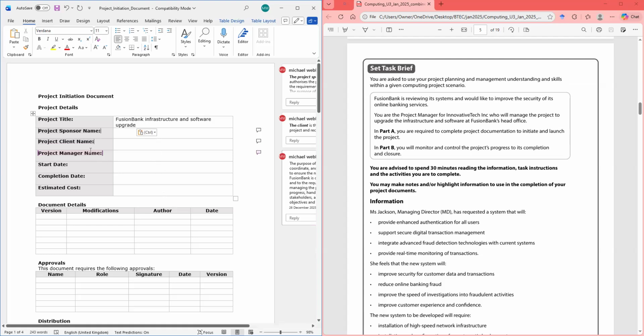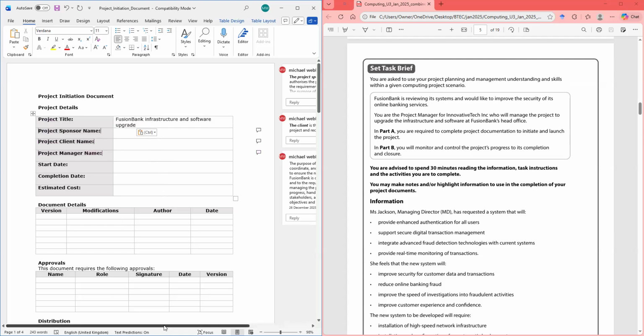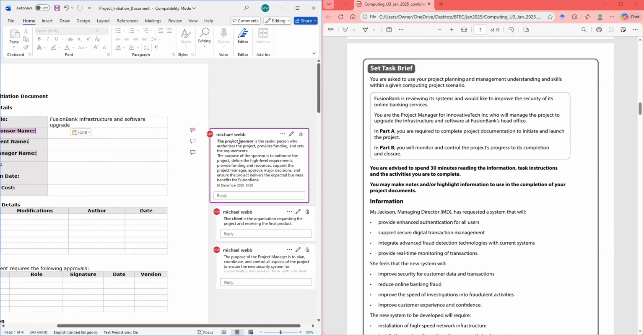My sponsor's name. All right, I'm seeing people still getting confused with the sponsor and the client. So I've made some notes. I'm going to put this on the Teams so that you guys can go over it. Who is the project sponsor? The project sponsor is the senior person who authorized the project, provides funding and sets the requirements. The purpose of the sponsor is to authorize the project, define high-level requirements, provide funding, resources, and all of that. So the sponsor will always be a person.